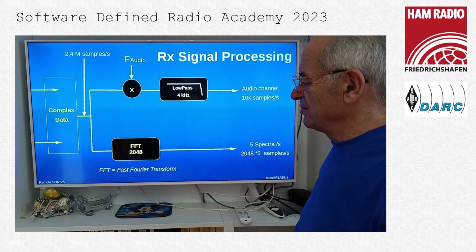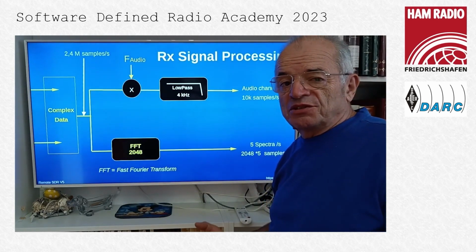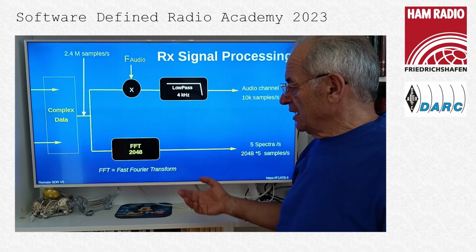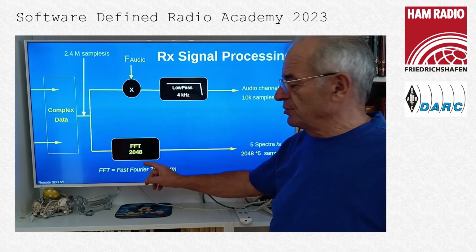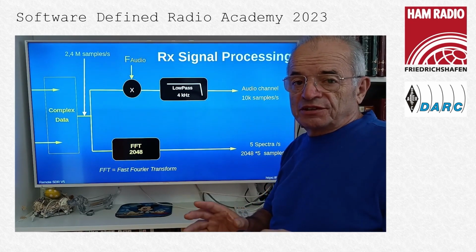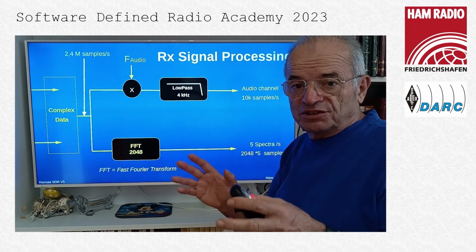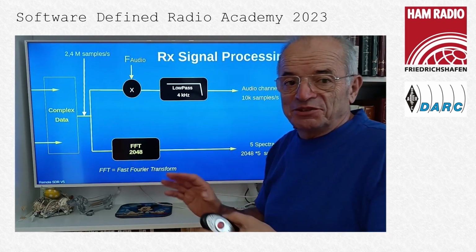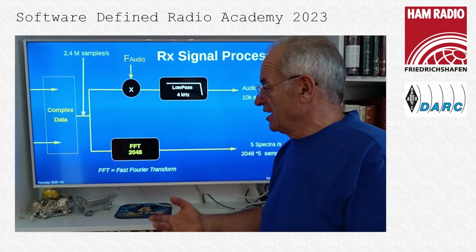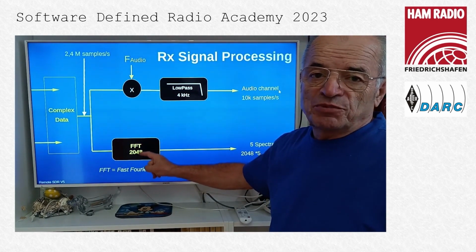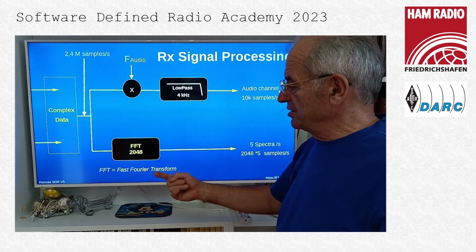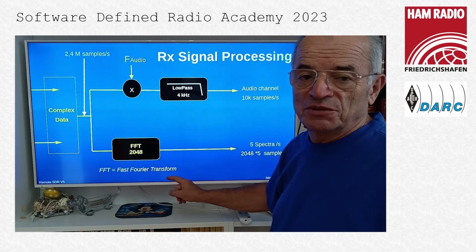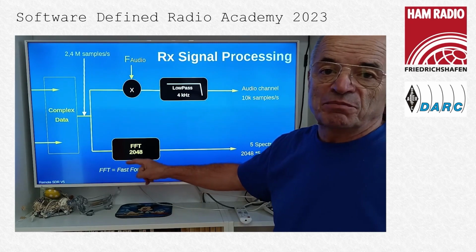The second branch is for the spectrum. As I already mentioned, 5 spectra per second is sufficient. So we do FFT, fast Fourier transform. The fast Fourier transform converts 2048 samples in the time domain into 2048 samples in the frequency domain. So it converts the time domain to the frequency domain. This value of 2048 corresponds to a power of 2, simply because the Fourier transform is simplified, and that's why we call it fast Fourier transform, when the number of samples is a power of 2.